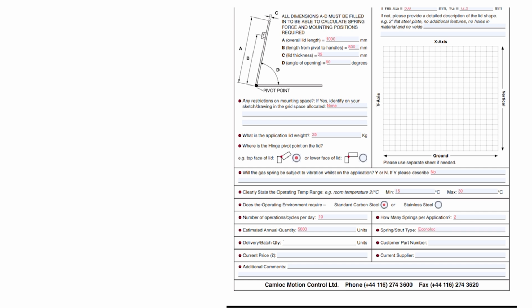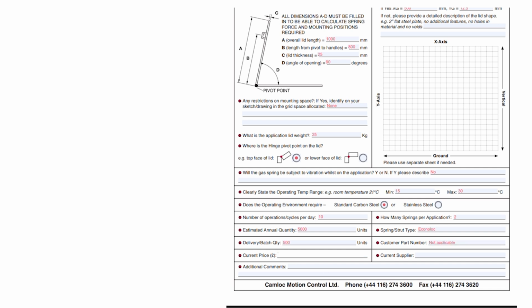Then ask for information on the delivery or batch quantity, so really how often you're looking to take delivery of these units. And then customer part number. You may have an existing part number for this. You may have a part number already specified for a gas strut to fit on your application. You can provide this type of information here. In this example, we'll say this is not applicable, and we will use a Camlock part number for it.